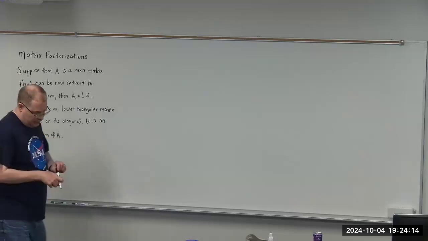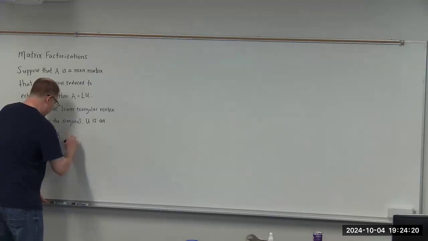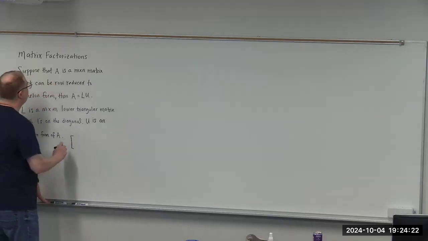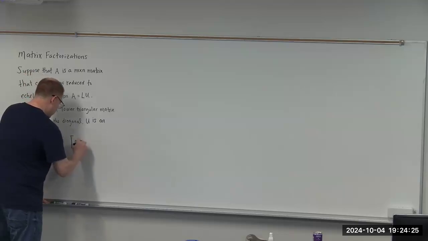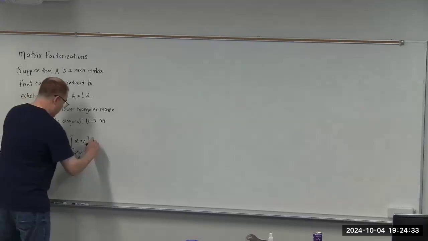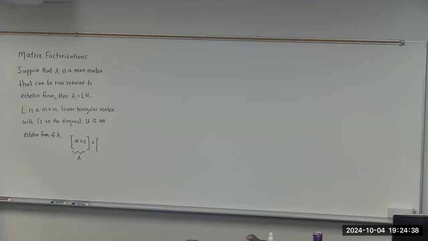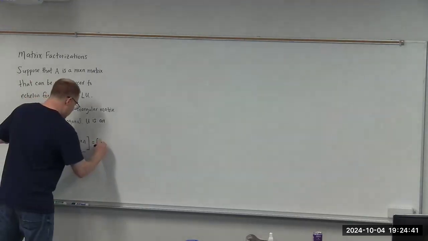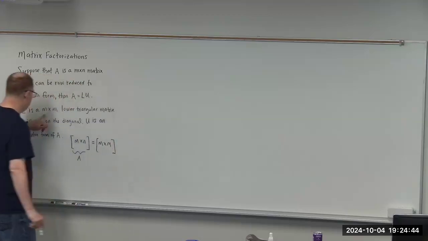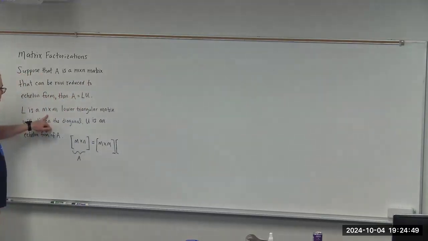So the idea here is that you have your matrix A. We're assuming that it's m by n. This is A, and this can be broken down to L and U. L is going to be m by m. So L always has to be square for this. And U is going to be m by n.